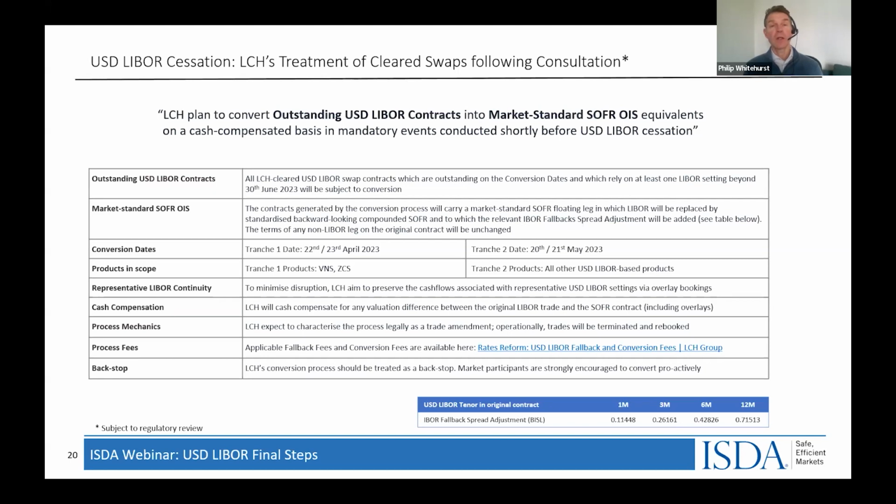We're leaving non-LIBOR legs entirely untouched. Everything about a non-LIBOR leg will stay as per the contracts that you originally submitted to us. So nothing to worry about in that respect.